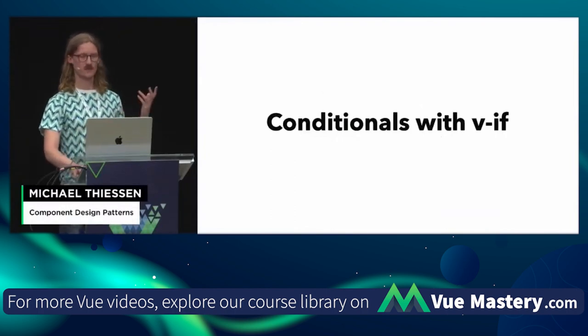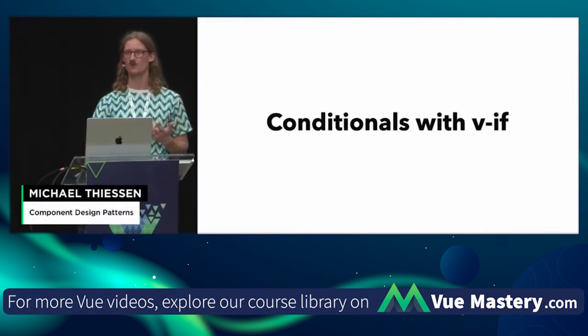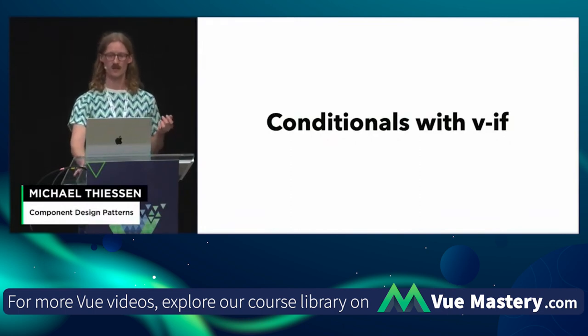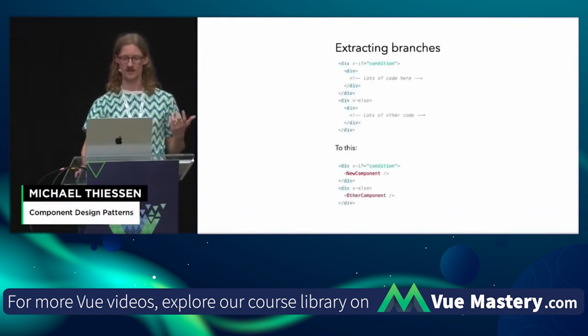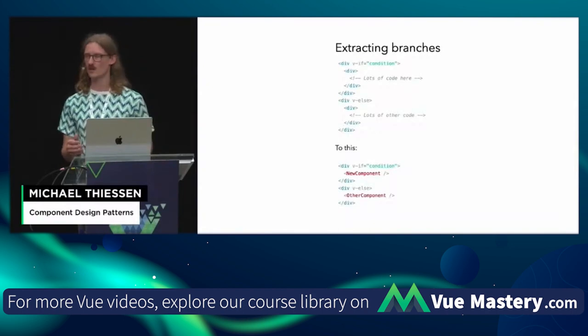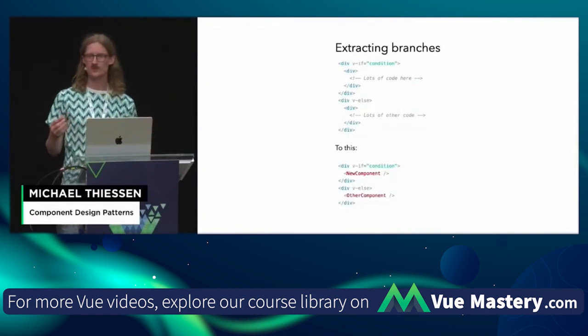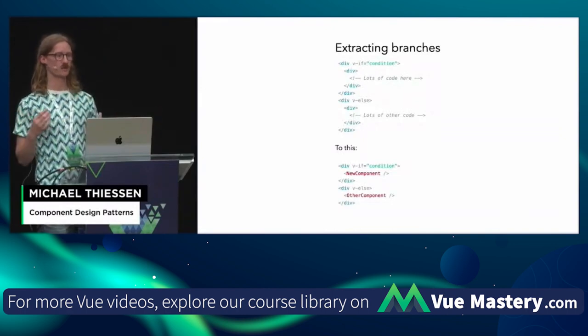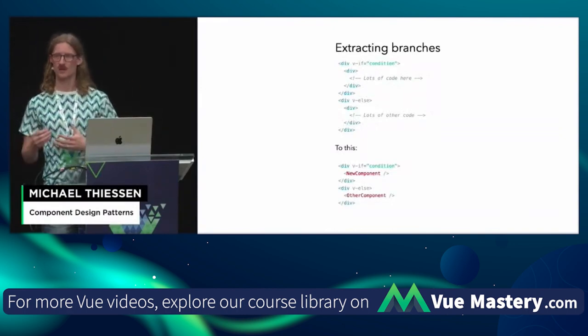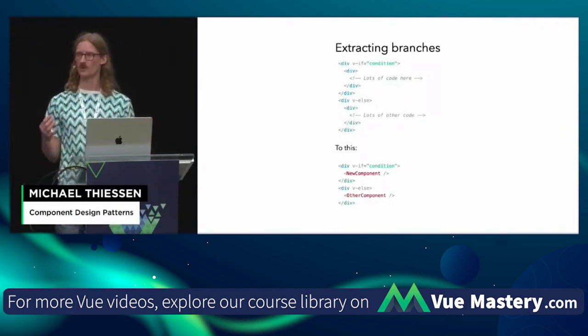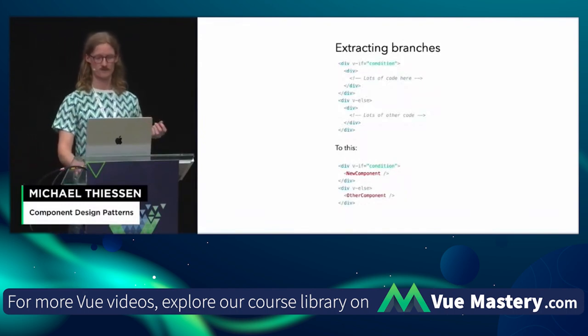So the first set of patterns is around v-ifs. And they're really nice because we can basically look at the different branches, and most of the time we can extract the code that's in the body of each branch without needing to know much more about the code that's going on there.